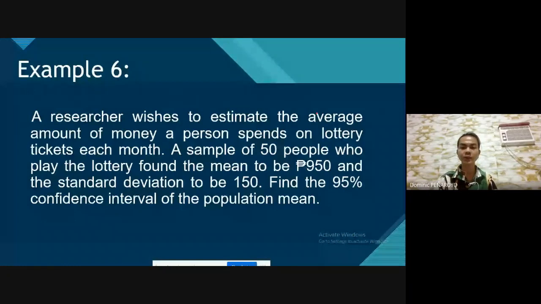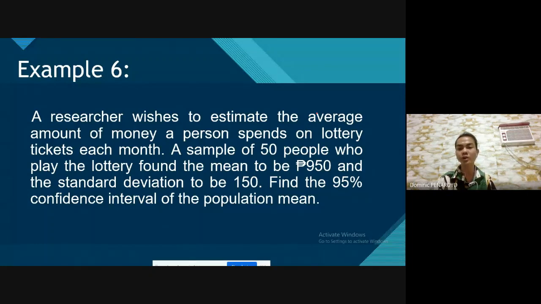All right, so first, what is the best point estimate here? Again, that's the sample mean value. And the sample mean value here in our example number 6 is 950 pesos. Thus, the best point estimate is 950. Next, find the 95% confidence interval of the population mean.